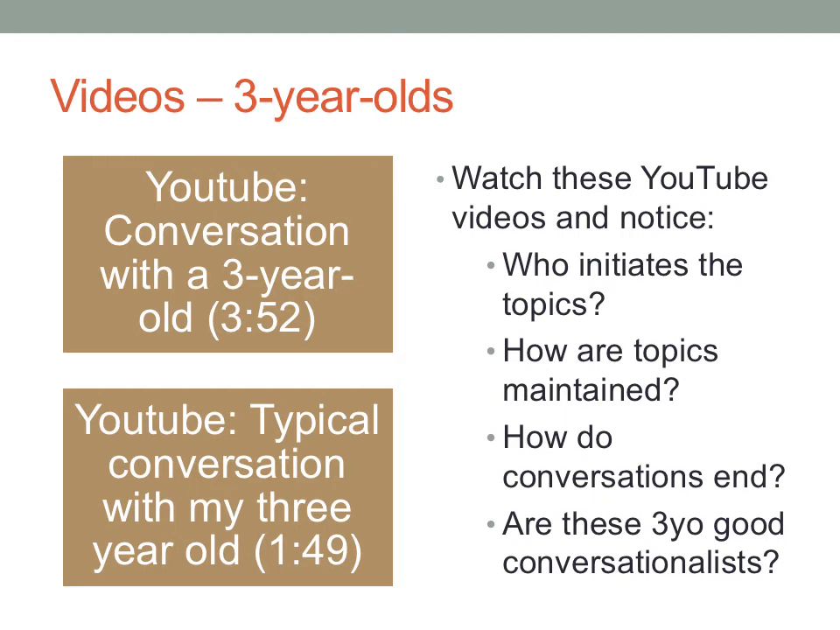There are two videos on YouTube that I want you to look up. I want you to go to YouTube and search for Conversation with a 3-year-old. Now, it's going to be a little tricky because there are a number of videos on YouTube that have similar names. Find the one with this exact title, and it's 3 minutes 52 seconds long. The second one is Typical Conversation with My 3-year-old, and that's 1 minute 49 seconds. So I'm teaching you how to find the YouTube videos that I'm referring to.